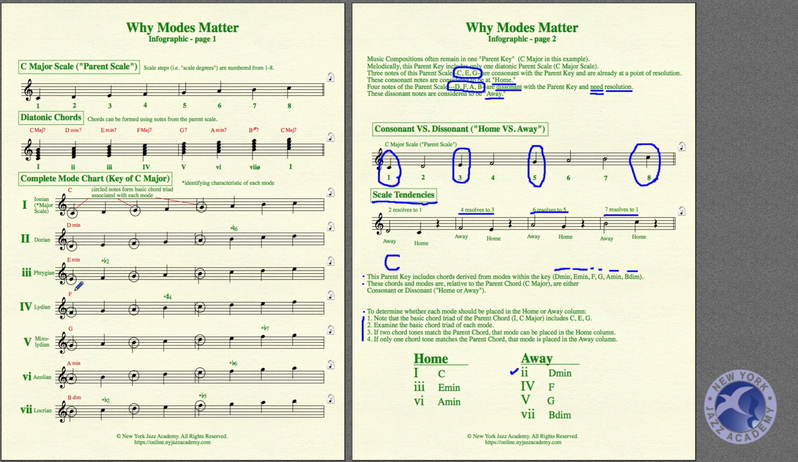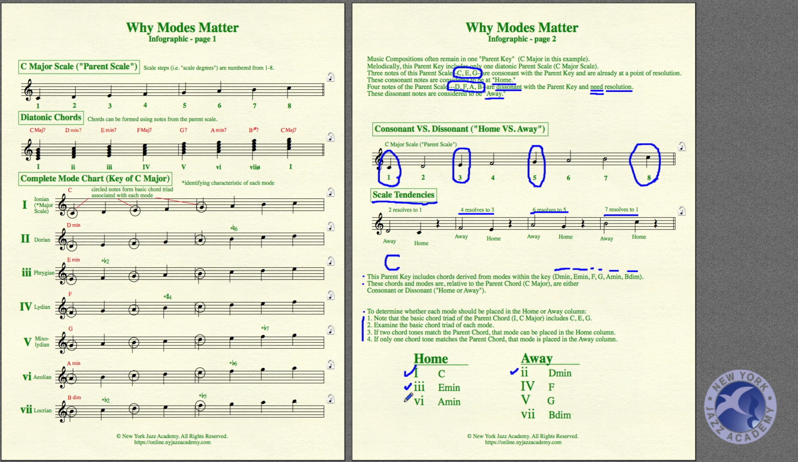Let's try E minor. I think this one follows the rules exactly. So we have E, G, B as our notes. And what are the rules? If 2 chord tones match the parent chord, then that mode can be placed in the home column. So E, G are both part of the parent chord. Right? C, E, G was the parent chord. So E, G, that's a perfect match. And that's why it's in the home column. C, of course, is in the home column because it is home. But E minor is also considered home.